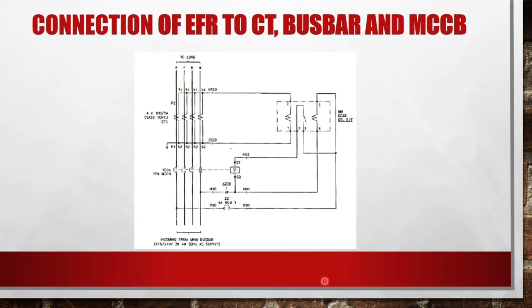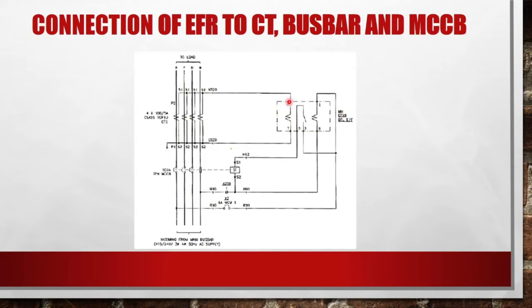So now I will explain the connection of EFR to CT, busbar and MCCB. As we know, EFR is used for protecting from earth fault and used with MCCB. And EFR is connected via 4 separated CT, current transformer, here. So pin 1 of EFR will connect to the red phase, and pin number 8 of EFR will connect to the neutral phase at the busbar.